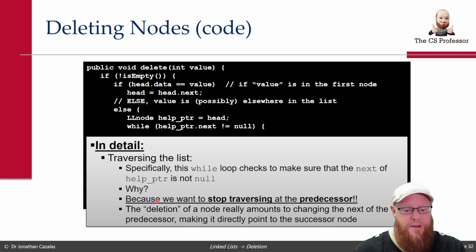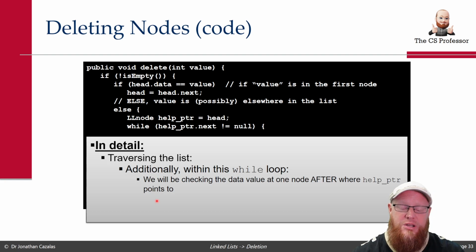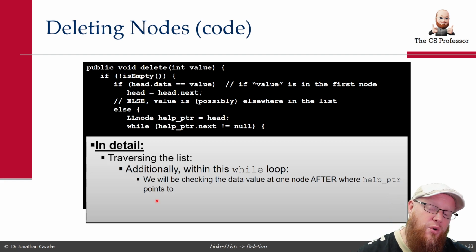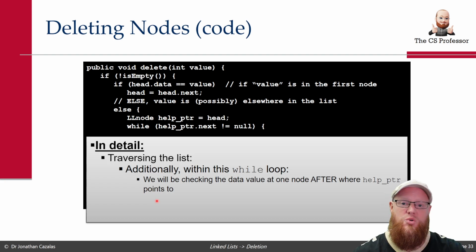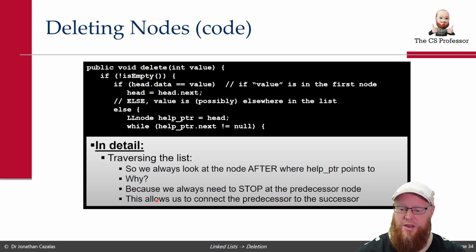So the deletion of a node really amounts to changing the next of the predecessor and making it point to the successor, the node that would have come afterwards. Additionally, inside this while loop, and we're going to see a graphic in just a moment, what do we want to do? We want to check the data value at one node after where help pointer is pointing. Imagine help pointer is pointing to node number 12. Well, we want to check the data value of node 13. Remember, node number 12 in that example would be the predecessor. We want to check the data value of one node down the list at node number 13. Well, we have to first make sure that node exists. We need to make sure it's not null before we ask Java to test its data value, because otherwise we would have an error.